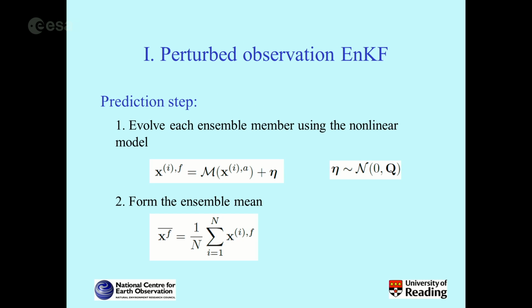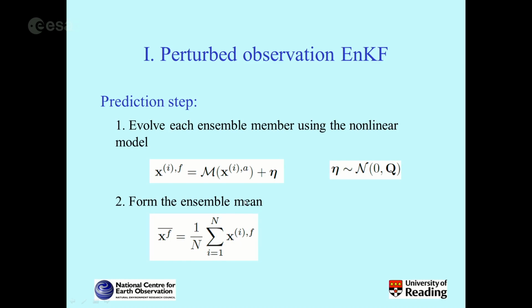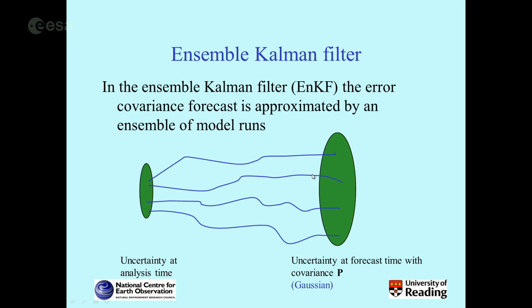So what we do, we have an ensemble of states. So we've got an ensemble of analyses, let's say. So here, the brackets i indicate our ensemble member. So we say we have a whole load of ensembles, and we run the model using our nonlinear model to get a whole load of forecasts. When we get our forecast at the final time, we get our next observation time, we can form the ensemble mean. So the mean of all our forecasts.